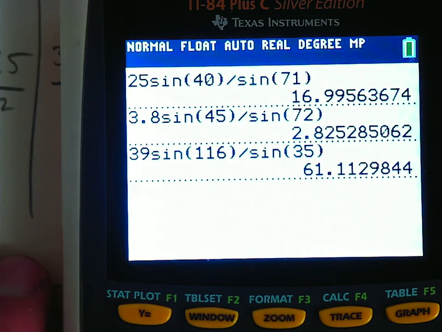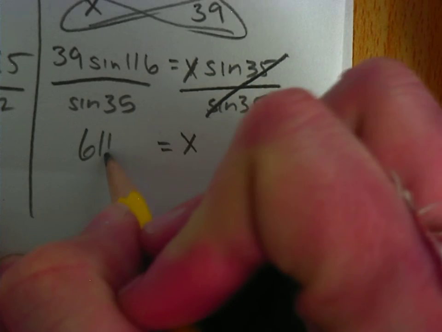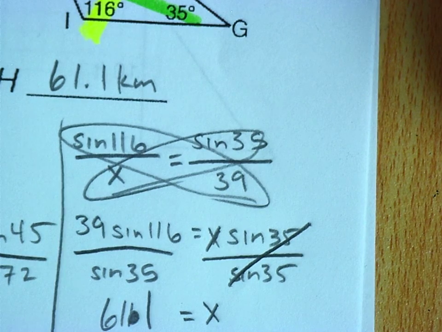That gives us 61.1. So x is 61.1, and our units were kilometers. So our final answer is going to be 61.1 kilometers.